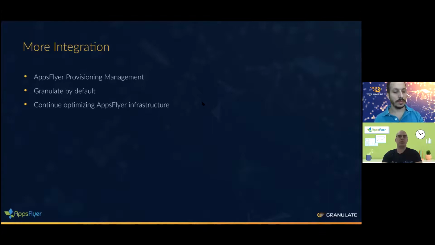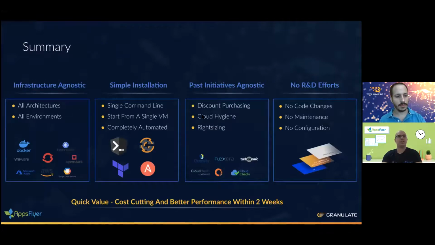And now we plan to integrate Granulate into the AppsFlyer provisioning system, basically to enable Granulate by default for every compute workload, and to allow any service owner, any engineer, to enable Granulate agents on his service, and basically to continue expanding and optimizing our infrastructure to achieve additional cost savings. Next slide. I will let Asaf do the summary.